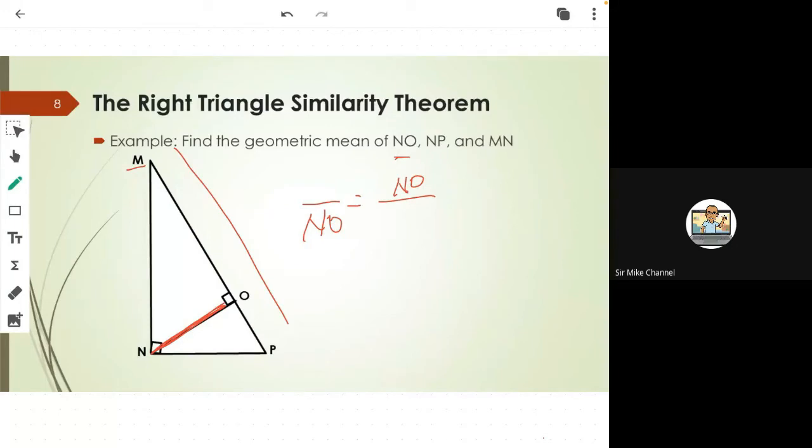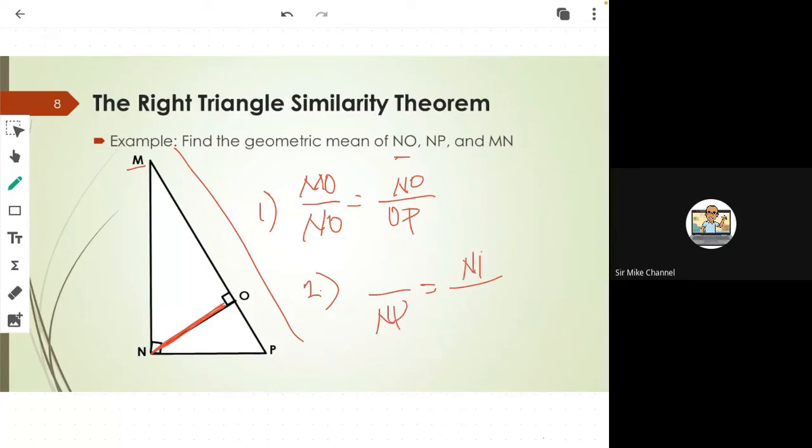MO tsaka OP po. Okay, so MO, kunin mo MO, tapos OP. Okay, correct. Ito yung geometric mean natin. Ito yung proportional sides natin. Okay, next. How about number 2? How about yung NP?